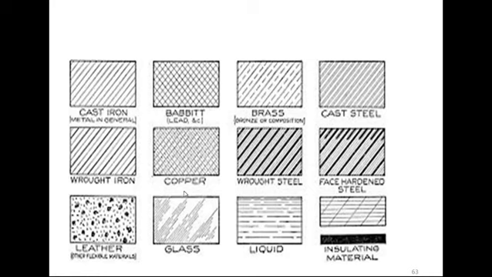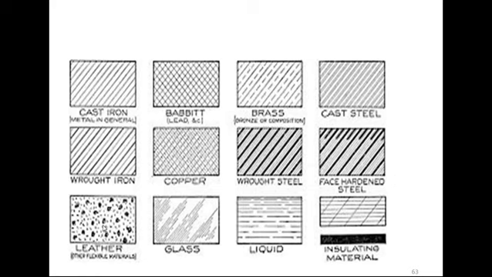The next one is copper. If we have copper material, we are required to use this kind of pattern for hatching. Then wrought steel. If we have wrought steel material, then we are going to use this kind of hatching pattern. The next one is face hardened steel. If we have such face hardened steel, then we are going to use this kind of pattern for hardened steel.